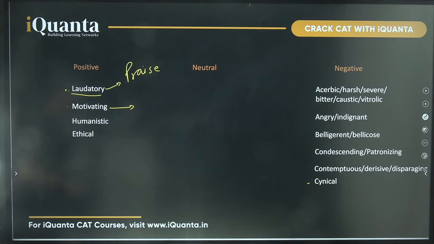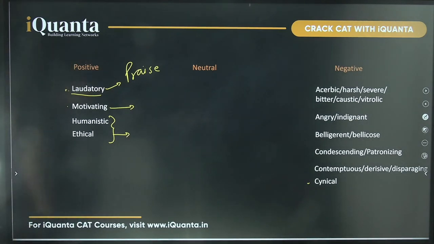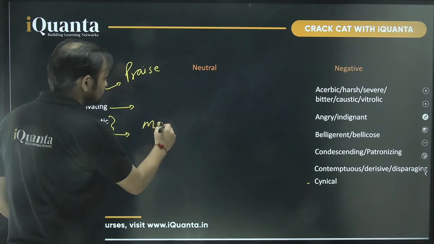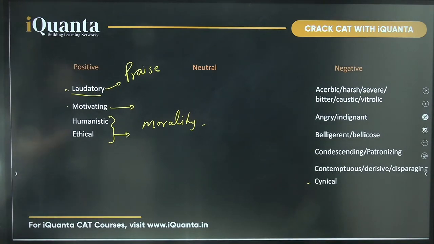Then humanistic and ethical. Usually the passages on humanity, the passages on the status of the indigent or the condition of the poor or the deprived. Whenever you discuss the condition of deprived people, whether in present or past, it is very likely that the tone is humanistic or ethical: this should be done, that should not be done, this is better, this is good, and that's how we should behave. If it is always talking about good conduct, morality, what is ethical, what is moral, and it is going in a positive direction, then the tone is likely to be humanistic or ethical.